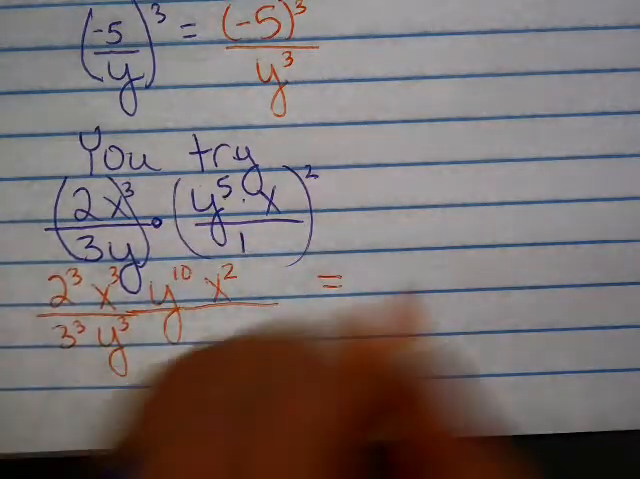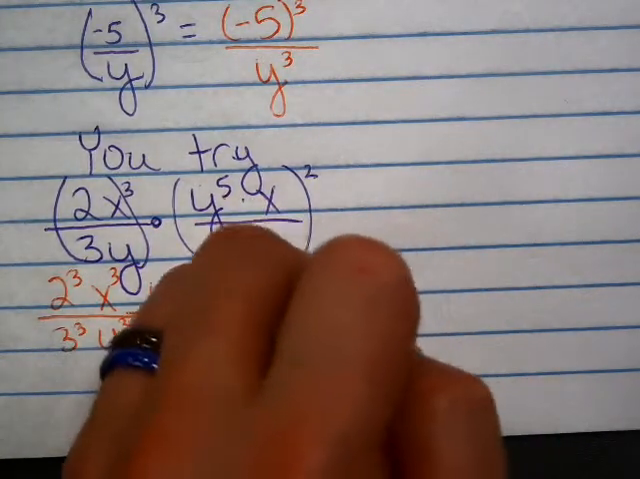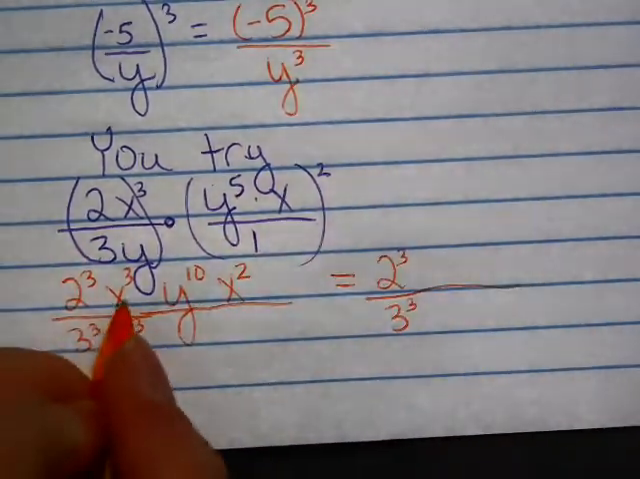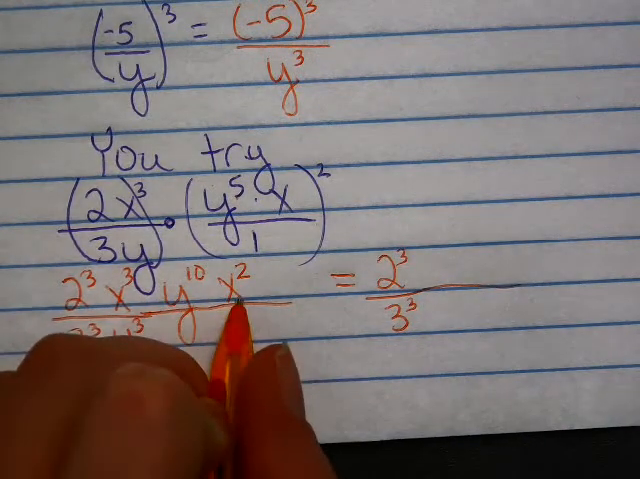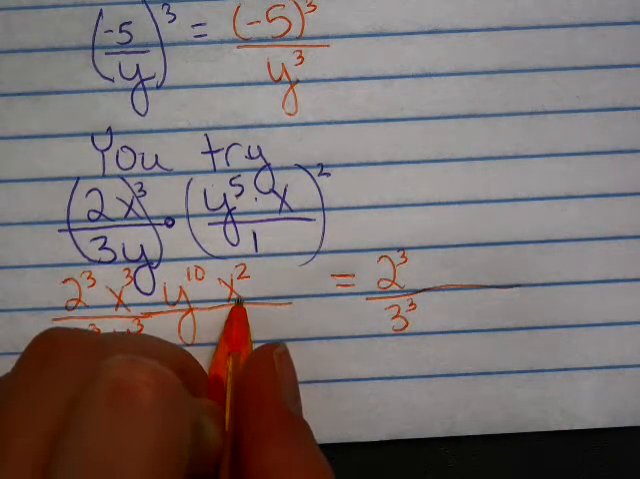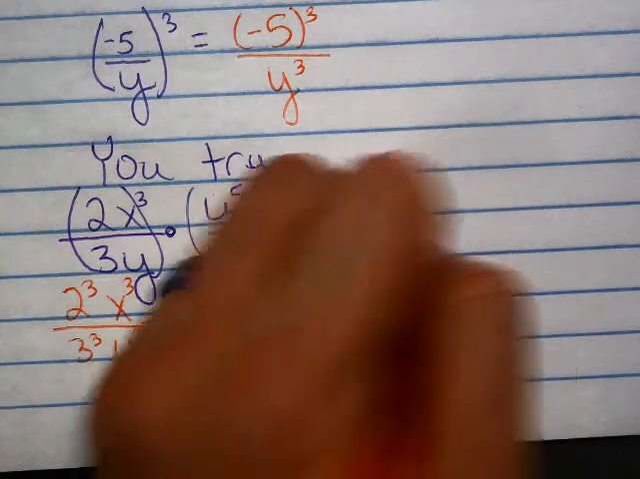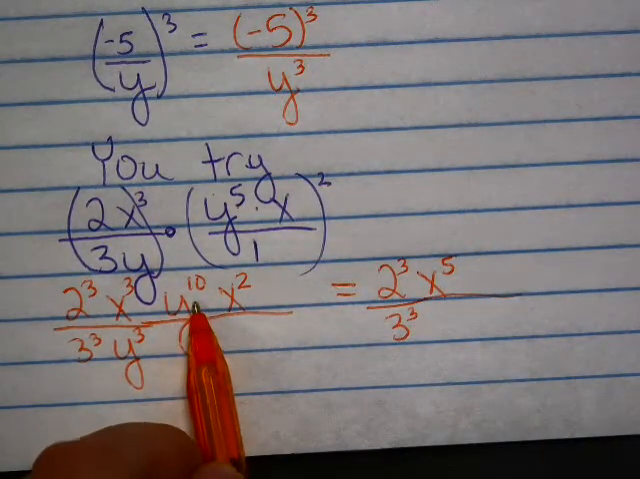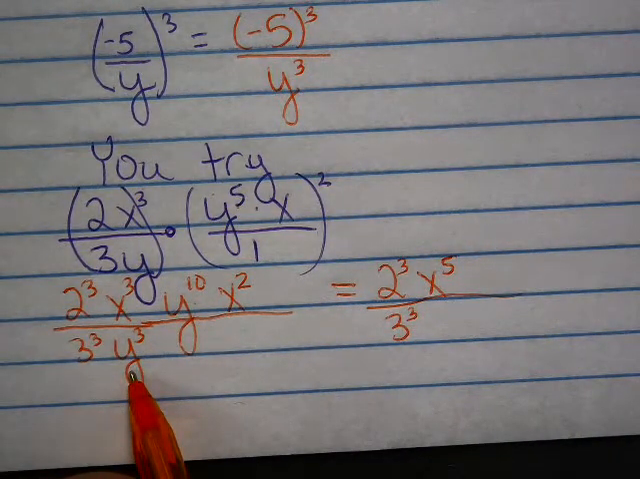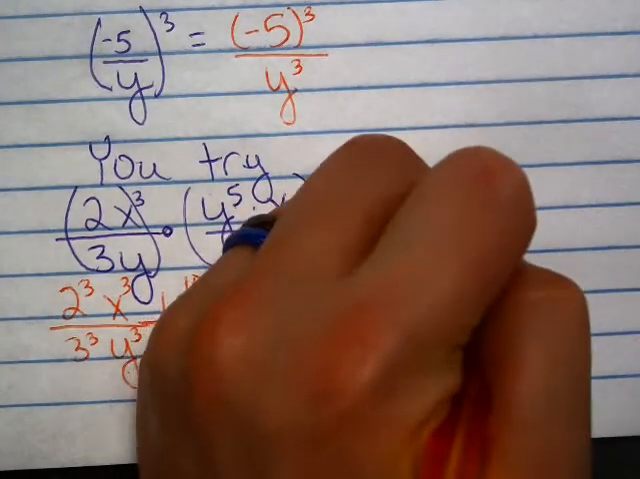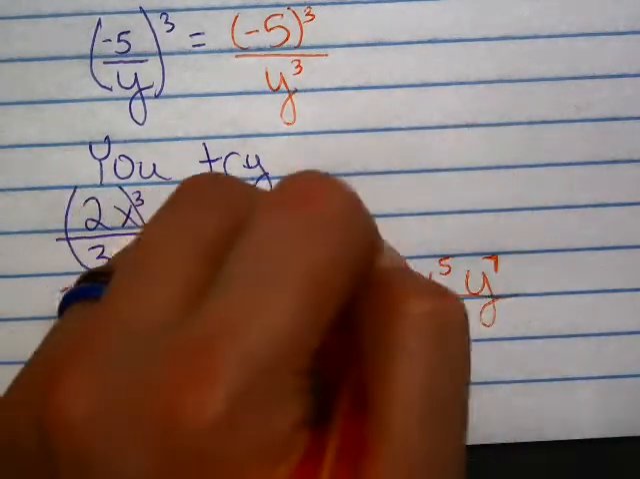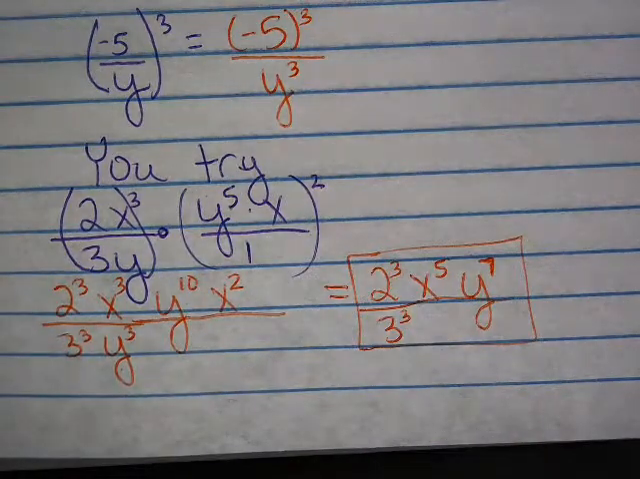So now I'm not going to do anything with my numbers because they have different bases. But I have x cubed times x squared, so I need to add those exponents, so it's x to the 5th. And then I have y to the 10th divided by y cubed, which would just be subtraction, so 10 minus 3 is y to the 7th. And that is all the concepts we've learned today.